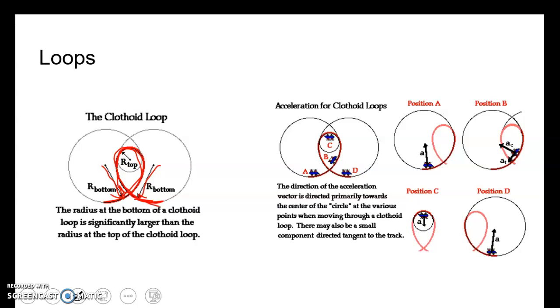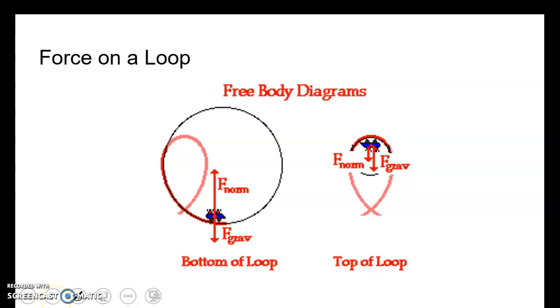So when we see this loop, the direction of the acceleration vector is always going towards the center. At position A, you can see here. At position B, we got it going that way. At position C, at position D. But the acceleration is always going towards the center of the circle. Okay?